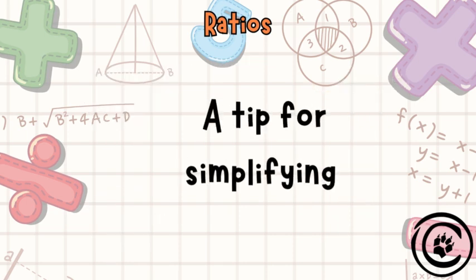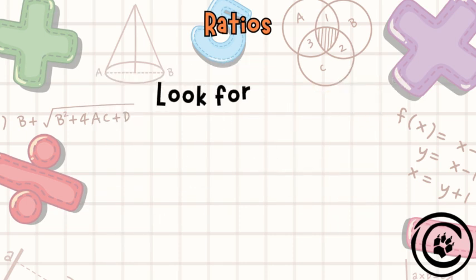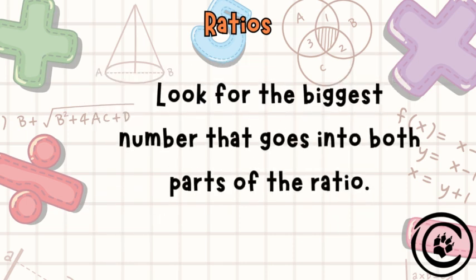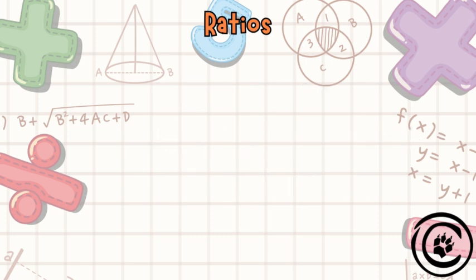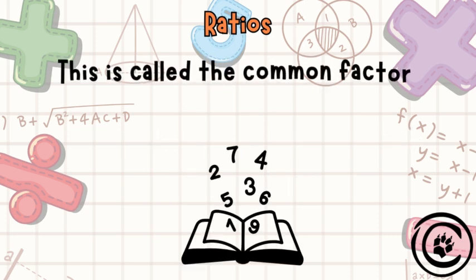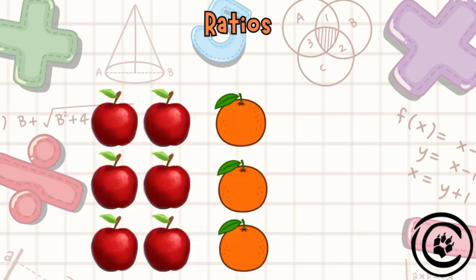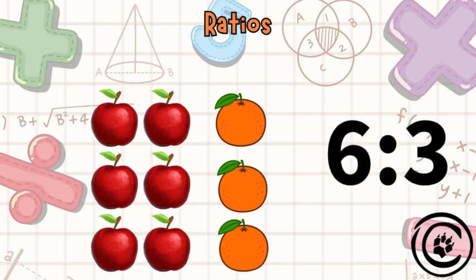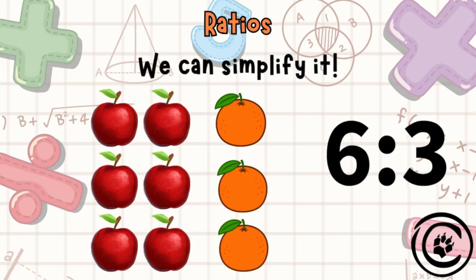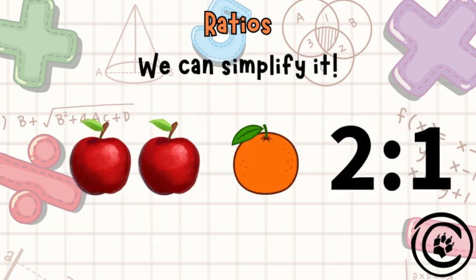A tip for simplifying: look for the biggest number that goes into both parts of the ratio. This is called the common factor. Let's try a few. 6 apples and 3 oranges. Our ratio is 6 to 3. We can simplify that to 2 to 1.